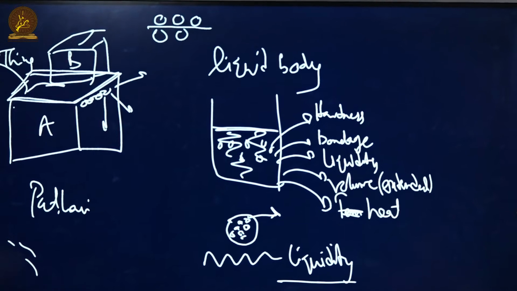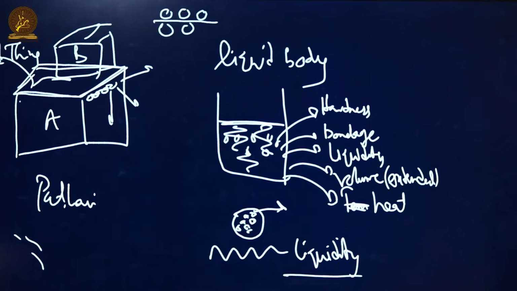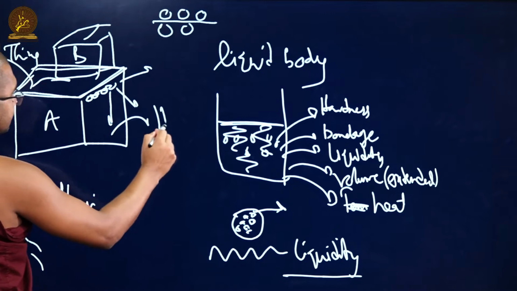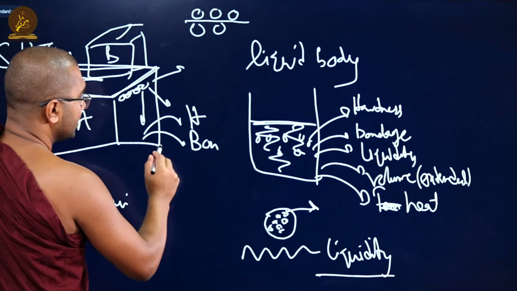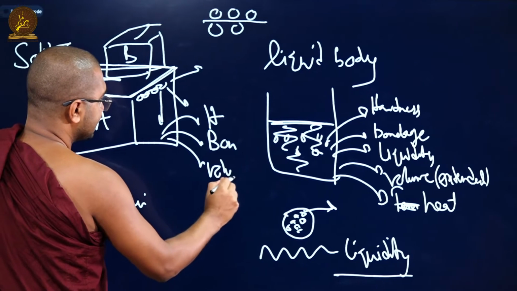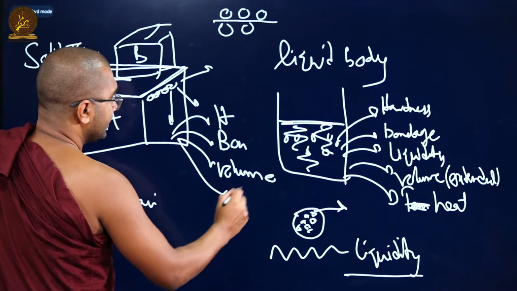In the same way, a solid also has these qualities, the hardness, and also it has a bondage. It doesn't have the flowing nature though. Then it takes a volume, extended. Then it has a heat.